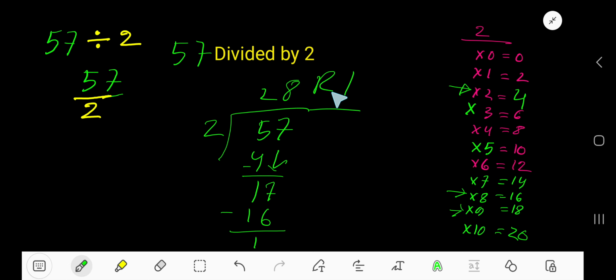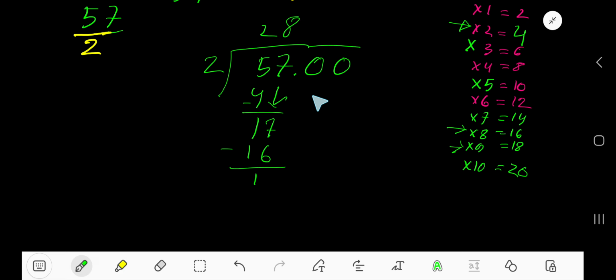But if you want to convert your answer into decimal, just put a decimal point here and then add a number of zeros. Bring down the first zero, but before this zero there is a decimal. The decimal must come to the quotient directly.